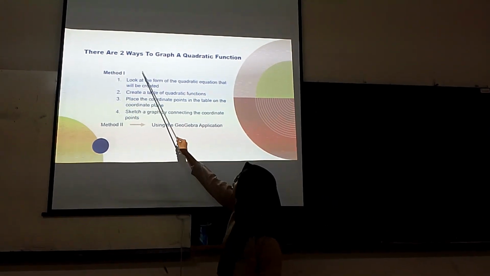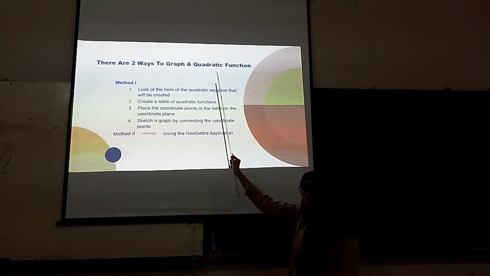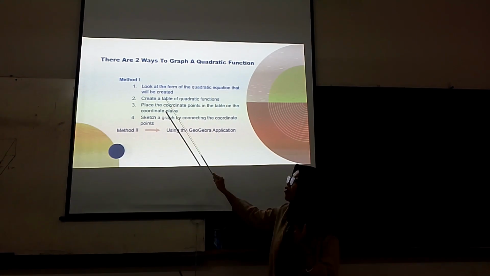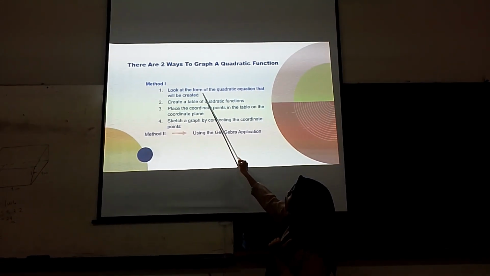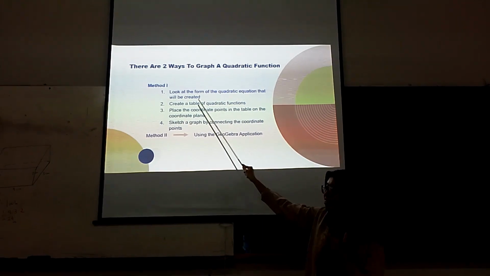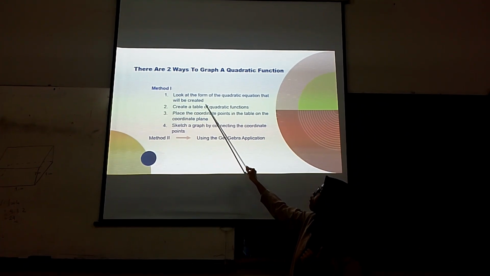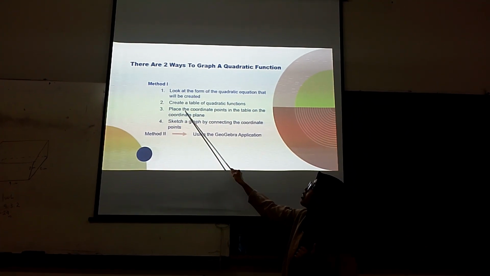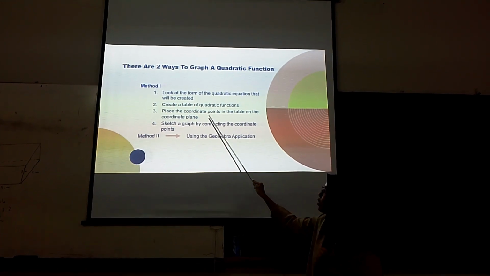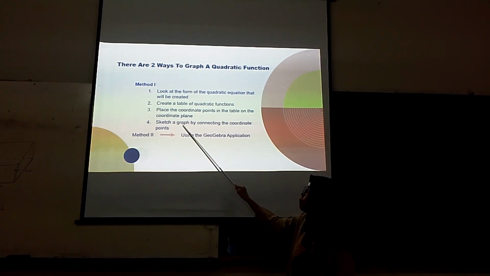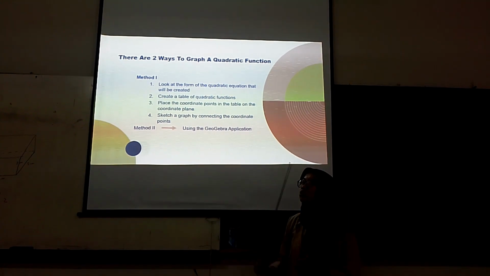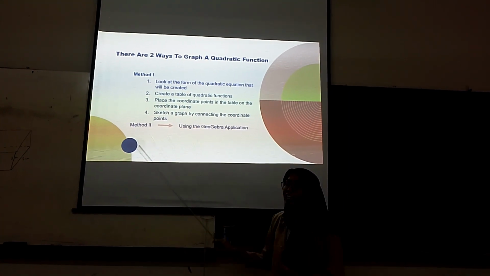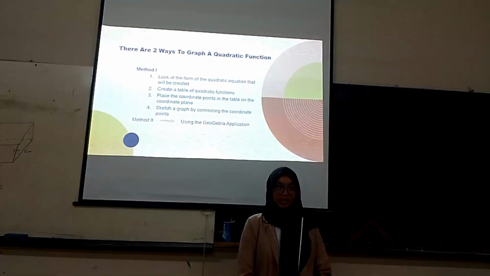Okay, next, there are two ways to graph a quadratic function, method 1 and method 2. First, with method 1, look at the form of the quadratic equation that will be created. Second, create a table of the quadratic function. Third, place the coordinate points in the table on the coordinate plane. And fourth, sketch a graph by connecting the coordinate points. So, you have learned method 1 in the previous meeting. I hope you remember it.